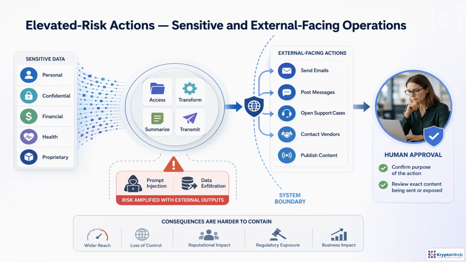Risk increases when an agent moves from internal processing to actions that expose information outside the system. Accessing or transforming personal, financial, health, confidential, or proprietary data may be acceptable inside a controlled workflow. Sending an email, posting a message, opening a support case, contacting a vendor, or publishing content creates a much larger blast radius. This is where prompt injection and data exfiltration become especially important.